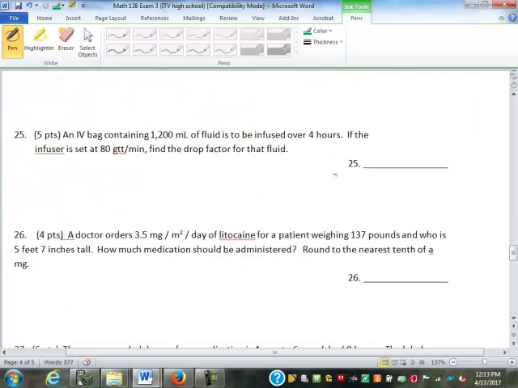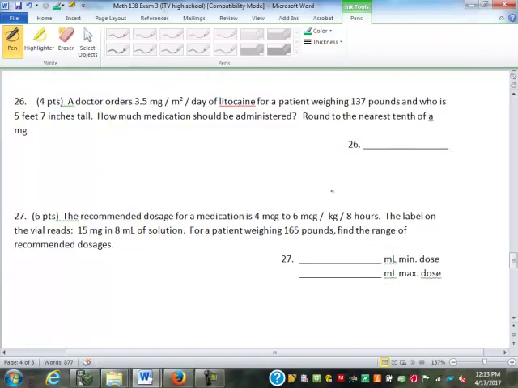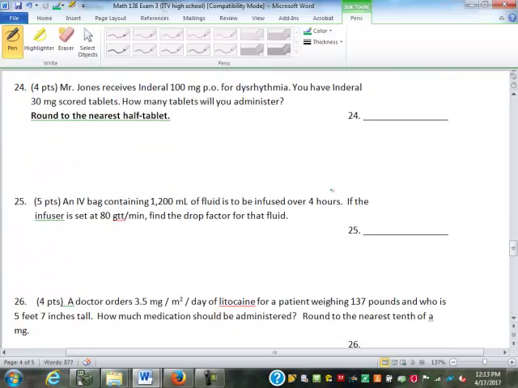Okay, 24. We're getting really close. Should work out just about right for time here.